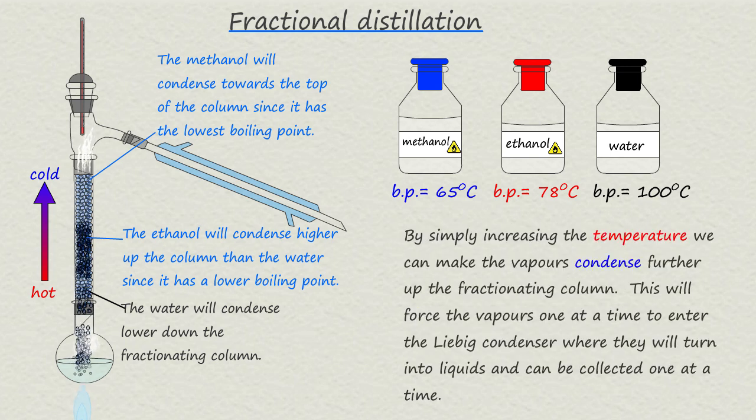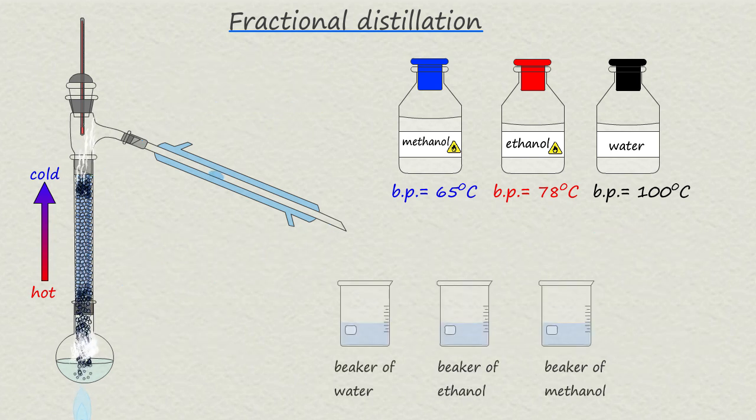And so by simply turning up the heat, we can force the vapours to rise further and further up the column until they enter the Liebig condenser, where they will condense and they can be collected in separate beakers. And so, by simply adding a fractionating column, it will be possible to separate out these three liquids.